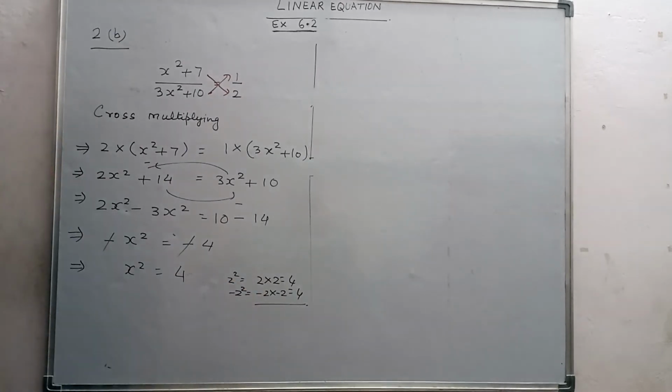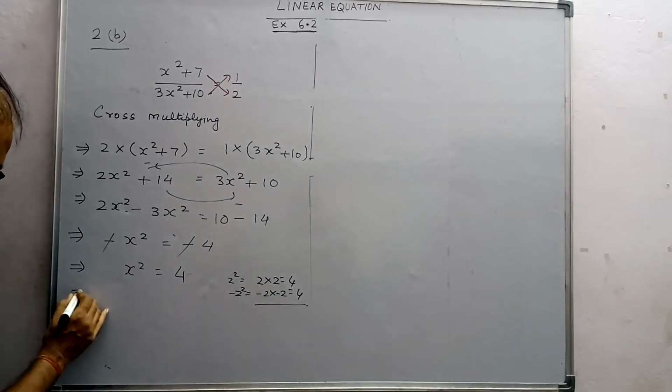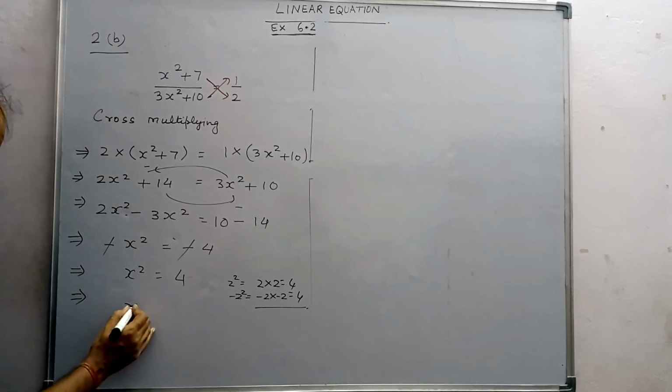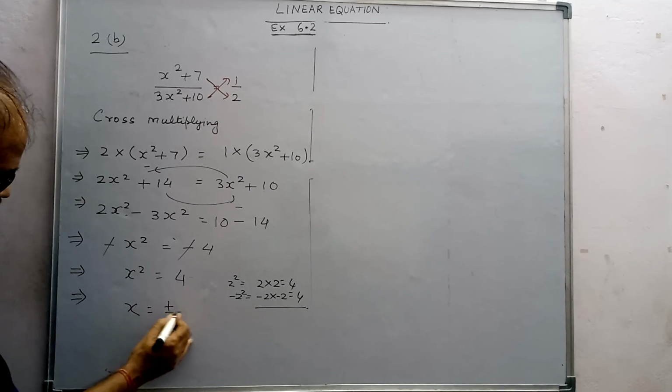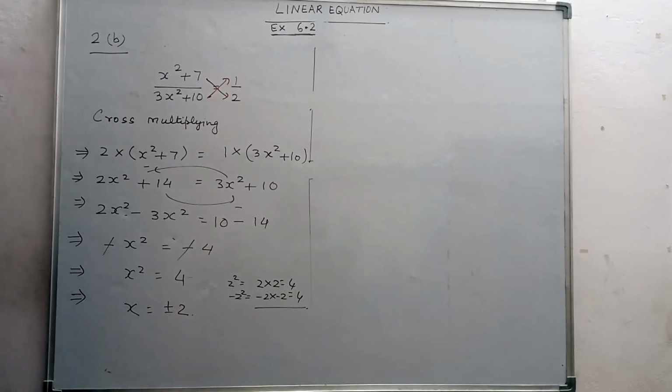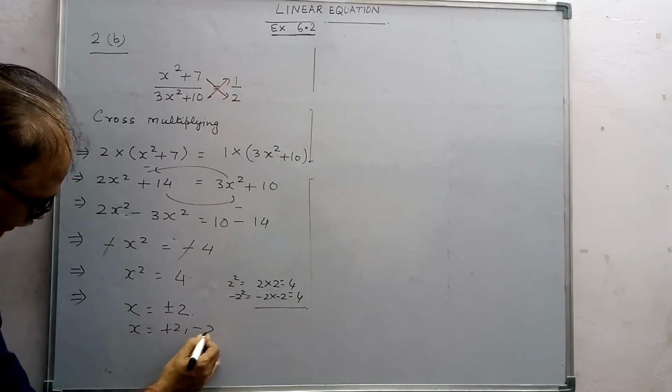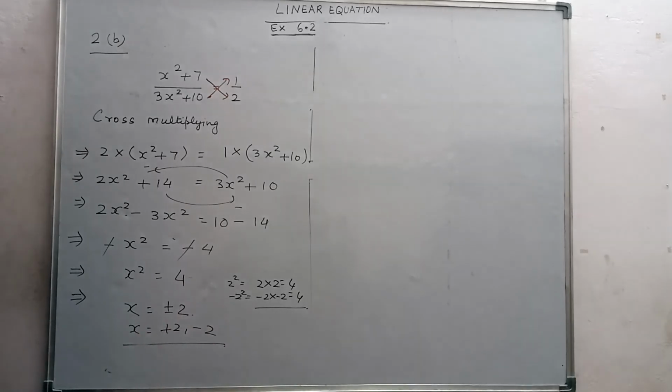So both are 4. This means x can be, so whenever there is this kind of a solution here, x square is equal to 4, so we say x is equal to plus minus 2. X can be plus 2 also and minus 2 also. That means x is equal to plus 2 or minus 2. Both answers are possible. So both are the answers for this question.